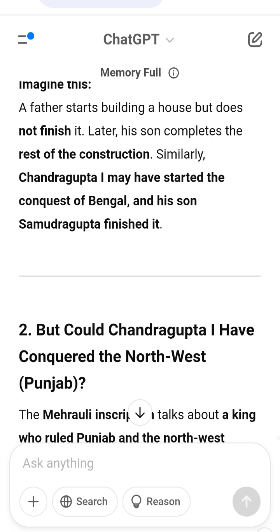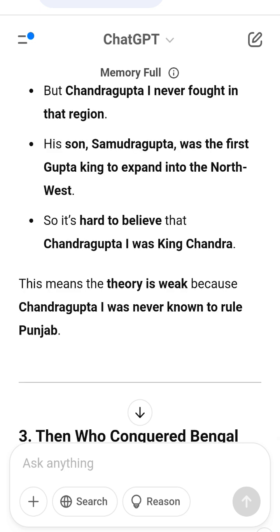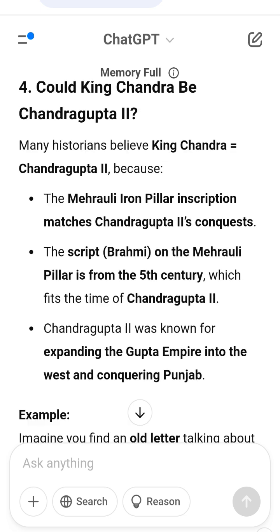Chandragupta I was King Chandra? He never conquered Punjab, and there is no proof he ruled Bengal. Chandragupta II was King Chandra? Strong! He expanded the Gupta Empire, ruled Punjab, and the script matches his time. So, most historians agree that King Chandra was Chandragupta II.